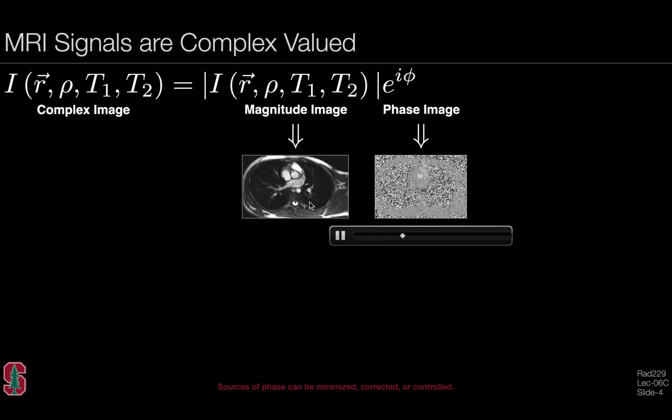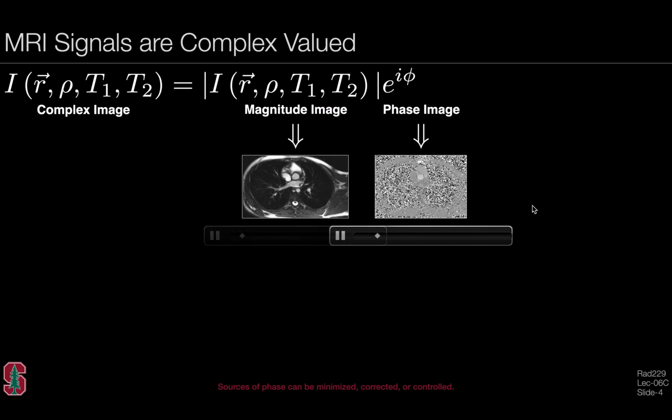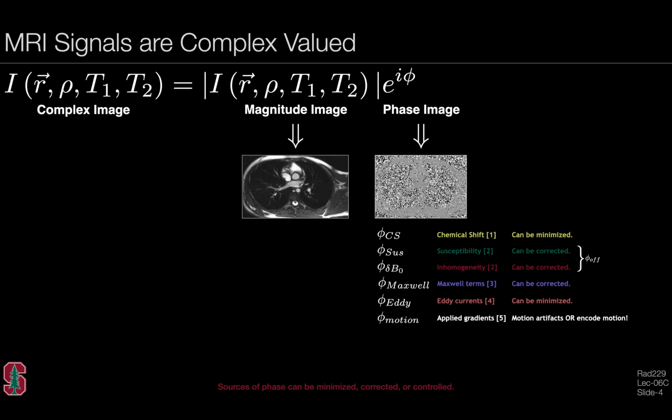So in conventional MR, we typically look at magnitude images, and they look something like this. This is a cross-section through the heart, showing a beating heart and blood flowing into the lungs. On the right-hand side is the phase image that corresponds to that magnitude image. And this phase image can be usefully encoded with blood velocity information, which is something that we'll learn about in this lecture. The phase, however, of our complex valued signal can be affected by many components.